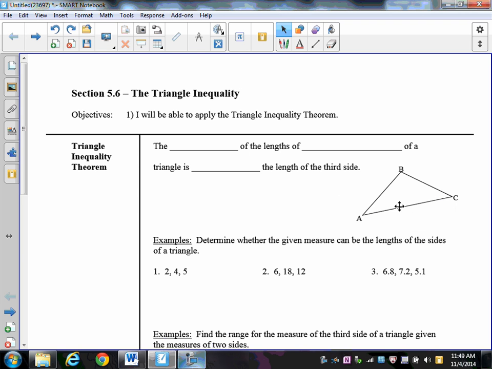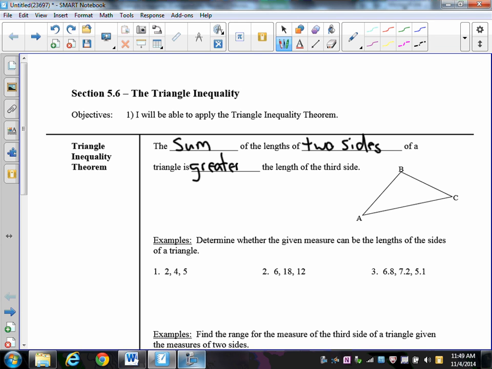These are the notes to section 5.6, the triangle inequality. The objective is I will be able to apply the triangle inequality theorem. The triangle inequality theorem says the sum of the lengths of two sides of a triangle is greater than the length of the third side.